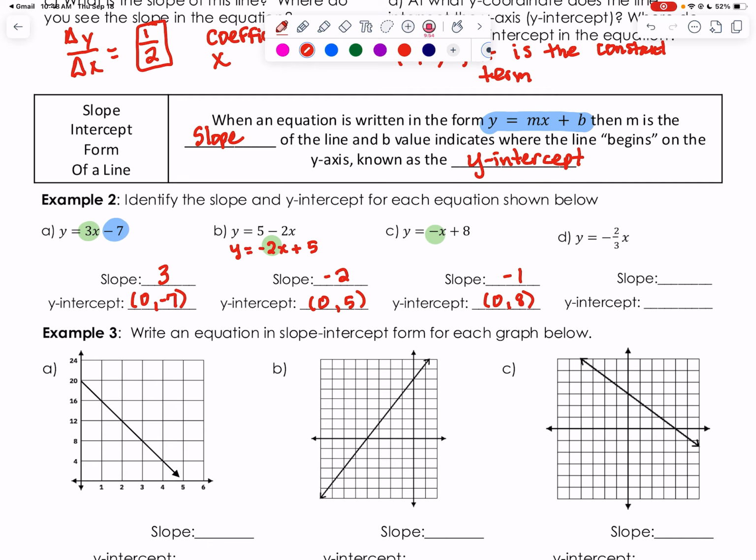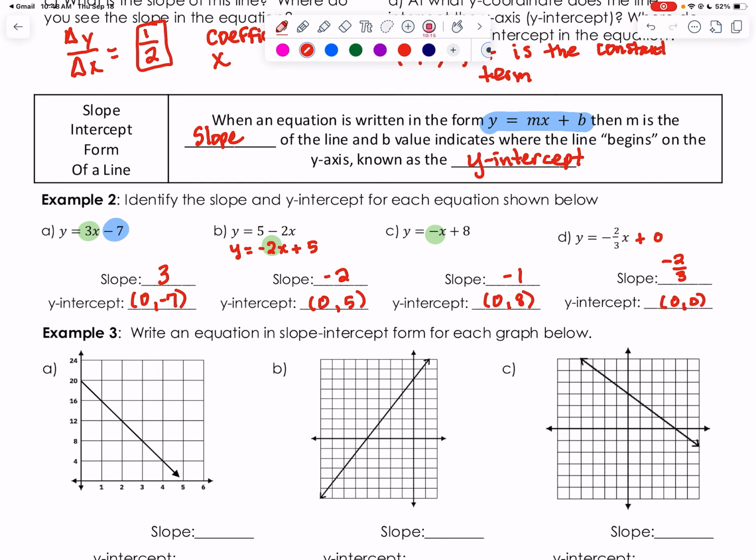All right, problem D. y equals 2/3 x. Now, on this problem, there's no constant term, but we can add one by putting +0 if we want to. So our slope is 2/3, and our y-intercept would be (0, 0).